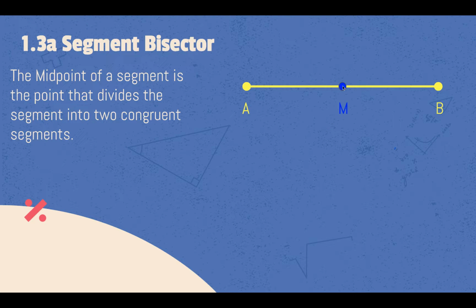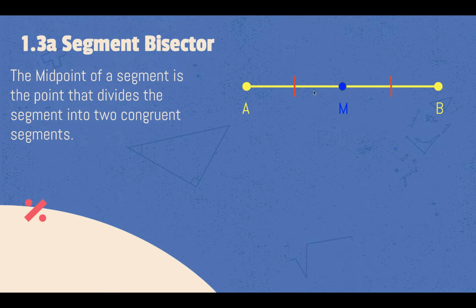So here's the midpoint, M. First of all, we start with this yellow segment, segment AB, and then we add this point that is right in the middle. We label that, let's just call it point M. It corresponds with midpoint. And there is our midpoint.